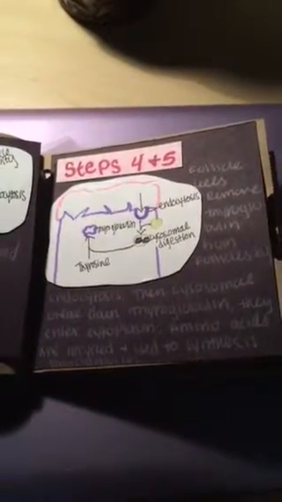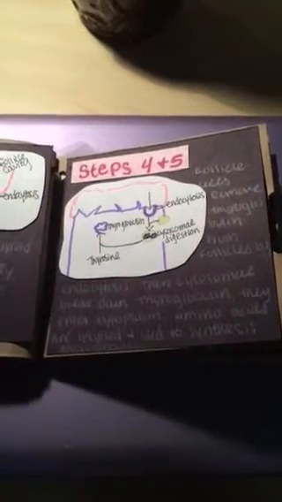Steps 4 and 5. Follicle cells remove thyroglobulin from the follicles by endocytosis, which occurs right here. Then the lysosomes break down thyroglobulin and they enter the cytoplasm. Amino acids are released and used to synthesize thyroglobulin.